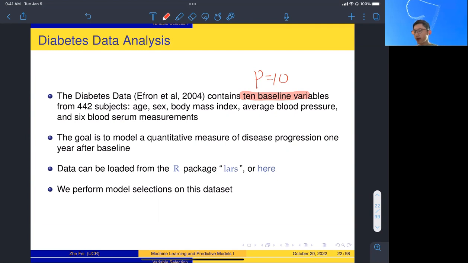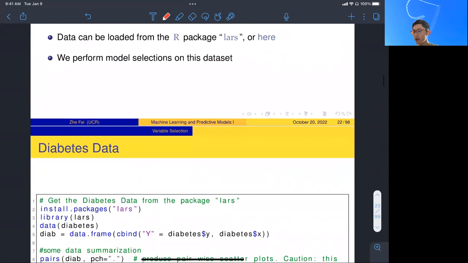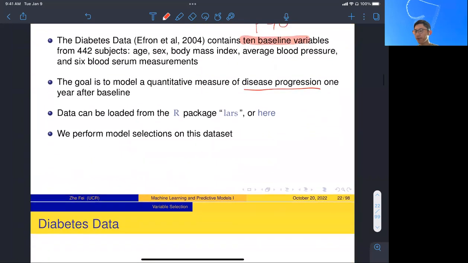And we want to predict disease progression. So there's a Y, right? That is our outcome. So that's the disease progression. Right? So that's the continuous measure that we want to use as our outcome Y, right? And so this data is available in R package LARS, or you can download from the link.